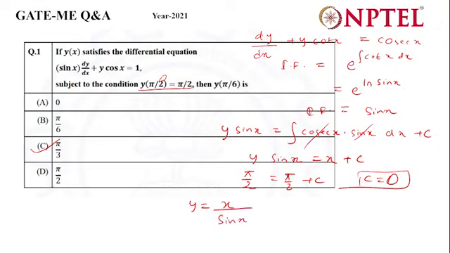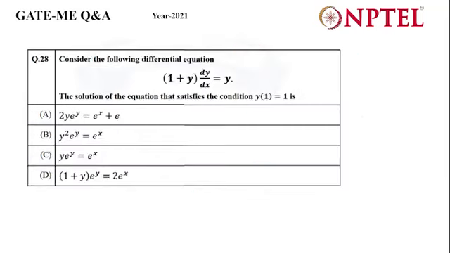What they are asking? They are asking y at pi by 6. Now we will put x is equals to pi by 6 in sine pi by 6. Sine pi by 6 is 1 by 2. So it will be pi by 3. So answer, option C is correct. Okay, try this question. 2021.